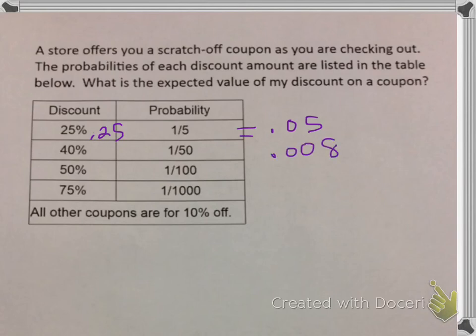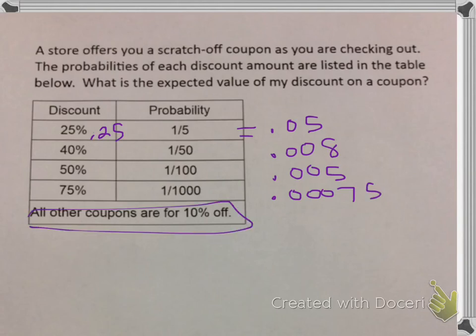I'm going to do 1/100th times 0.5. When I do that, I get 0.005. And then 0.75 times 1/1000th, and I get 0.00075. Now it said here all other coupons are for 10% off.